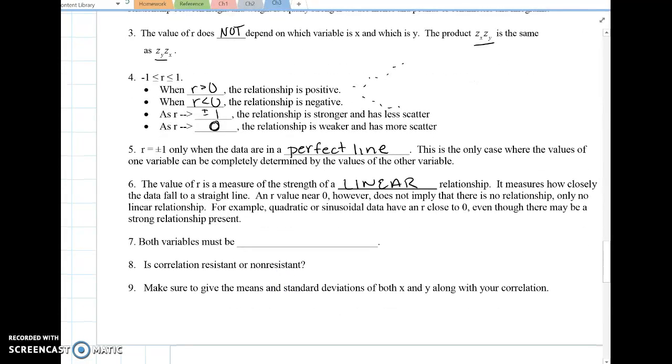Just like we've hopefully been doing for the scatter plots, both variables must be quantitative in order to have an r value, so numerical. You can't do it with categorical data.